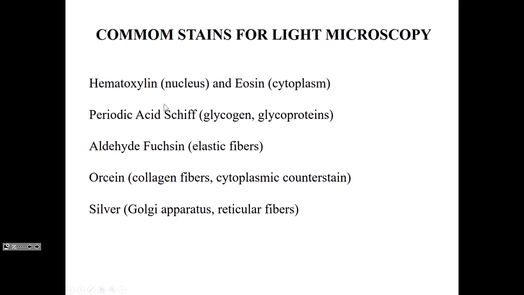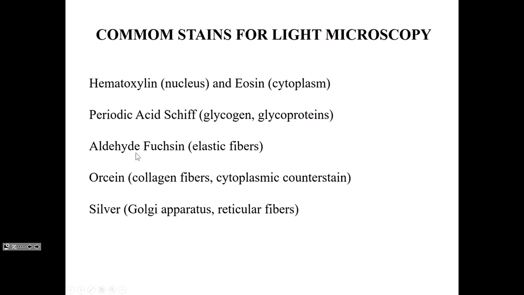Then we have other more selective stains. There's the periodic acid Schiff stain, PAS stain, and this stains sugar residues. So there are many compound sugars attached to proteins, like glycoproteins or glycogen, which you'll see in the liver. This will stain disaccharide or saccharide residues, sugar residues. So we'll see that periodically.